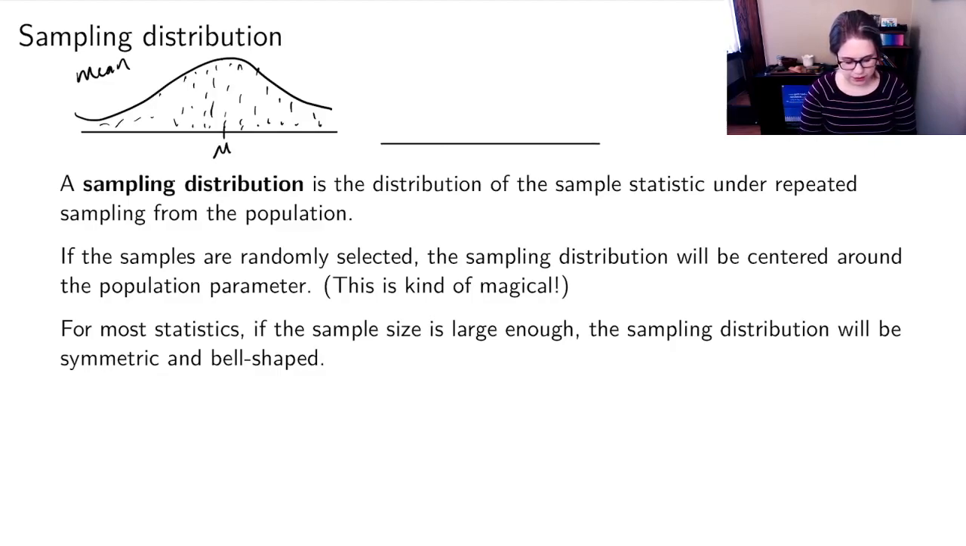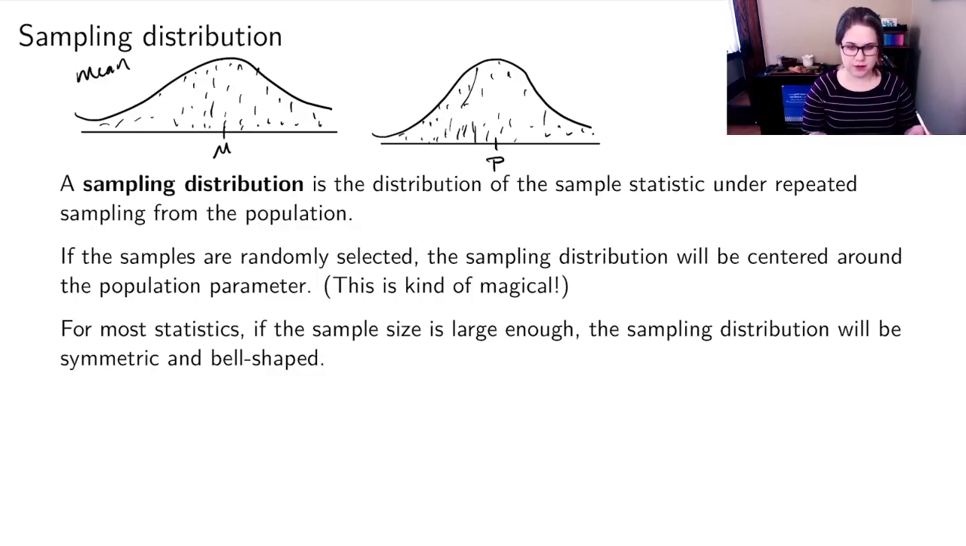Similarly, if we were doing this about a proportion, we would have many different p-hats, different proportions from our sample, but the distribution would be centered around p, the true proportion. So this is kind of magical because it means that if we were able to go do some repeated sampling, we would be able to figure out what that value of the true population parameter was. In addition to that, if you have a big enough sample size, your sampling distribution is going to be symmetric and bell-shaped. So that's what I've been trying to draw here.